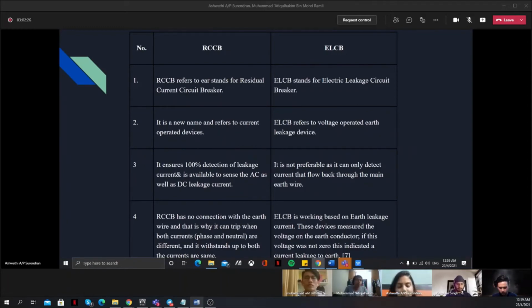The last difference between RCCB and ELCB is that RCCB has no connection with the earth wire, and that's why it can trip when both currents, phase and neutral, as I showed in the diagram just now, are different, and it withstands as long as both currents are the same. ELCB works based on earth leakage current to save the voltage. This device measures the voltage on the earth conductor, and if the voltage is not zero, this indicates current leakage to earth.